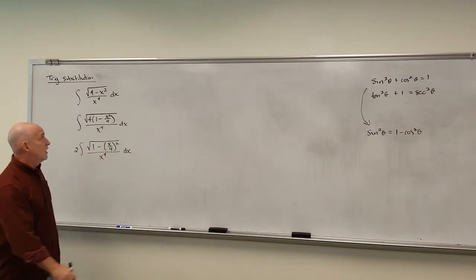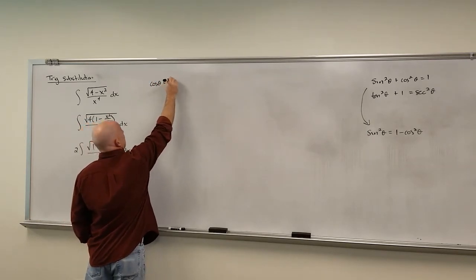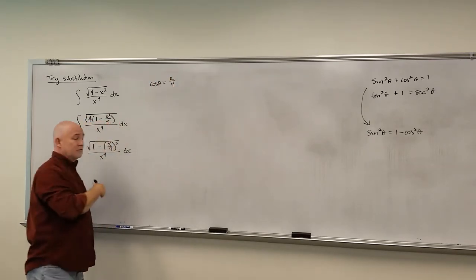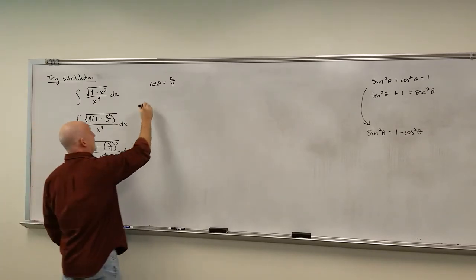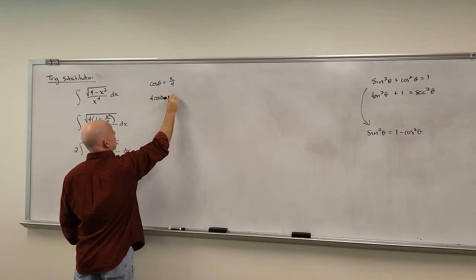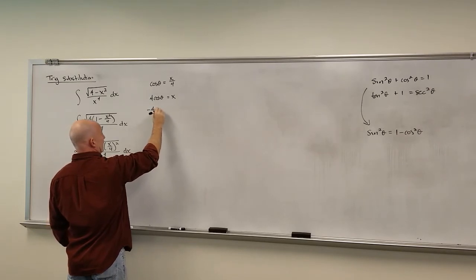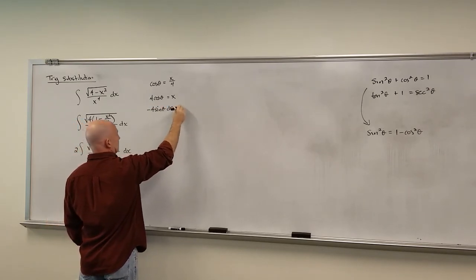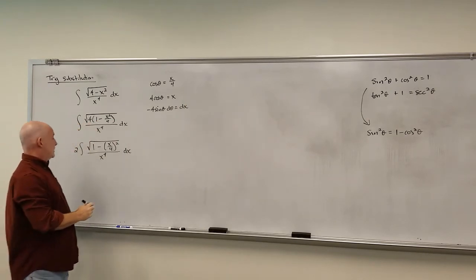So I'm going to let cosine theta equal x over 4. Like I said, it would work if you did it the other way around and solved for cosine. So that means that 4 cosine theta is equal to x. Taking the derivative of this, I get negative 4 sine theta d theta is equal to dx. All right, let's see what this ends up being.